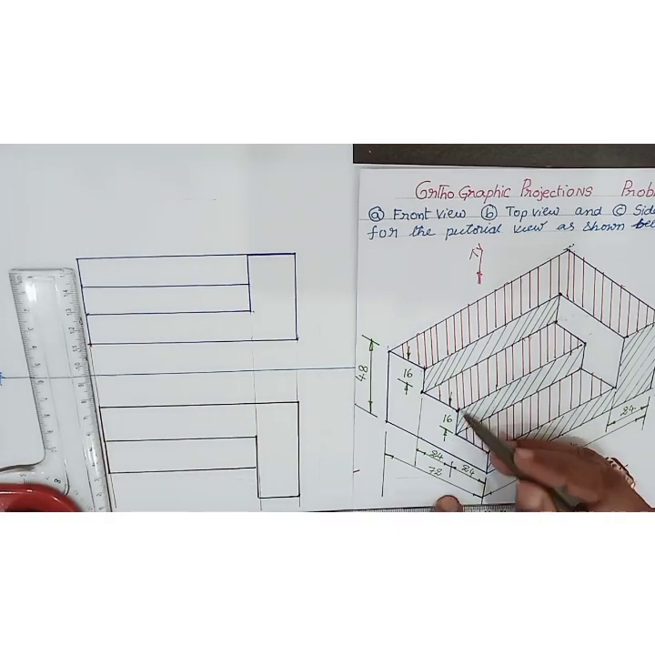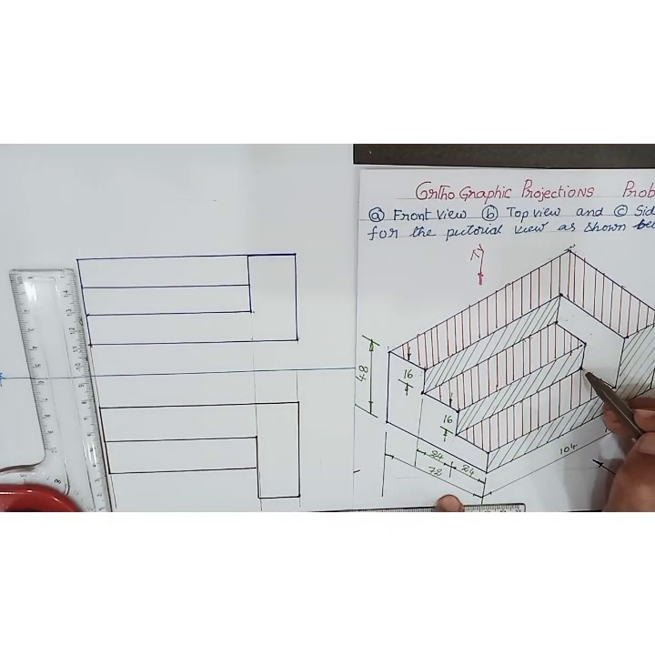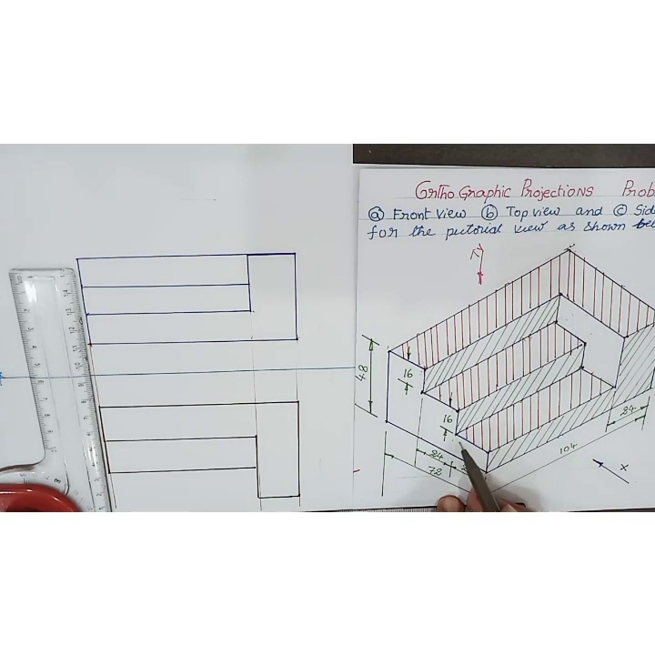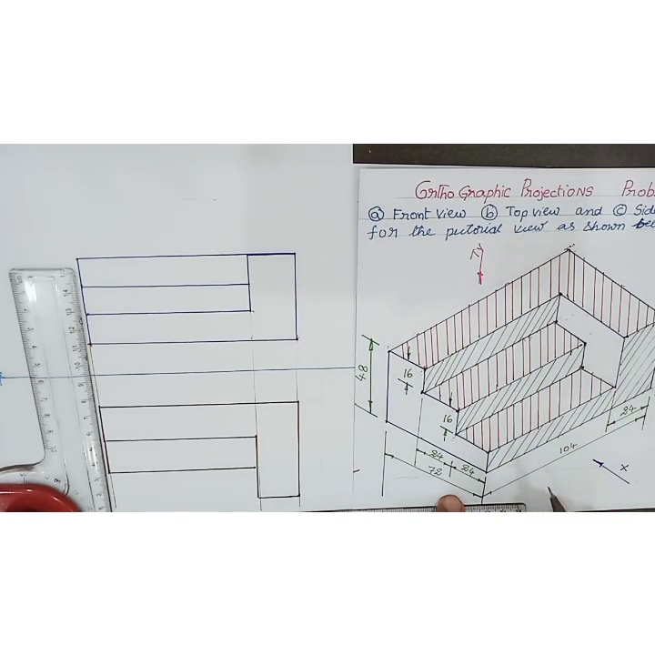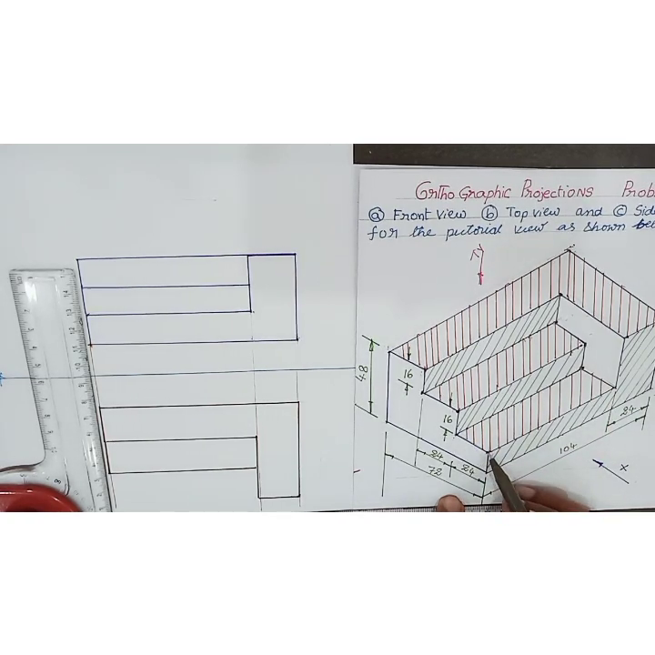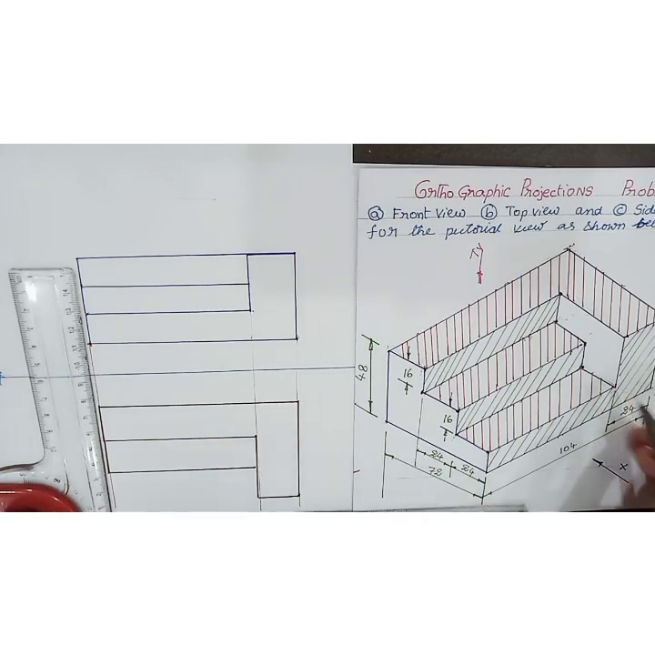After that, this height is a point, even this height is also a point, even this height is also a point. So we are able to see this particular red color shaded region in the top view. So this breadth is how much? 24, and length is 80.